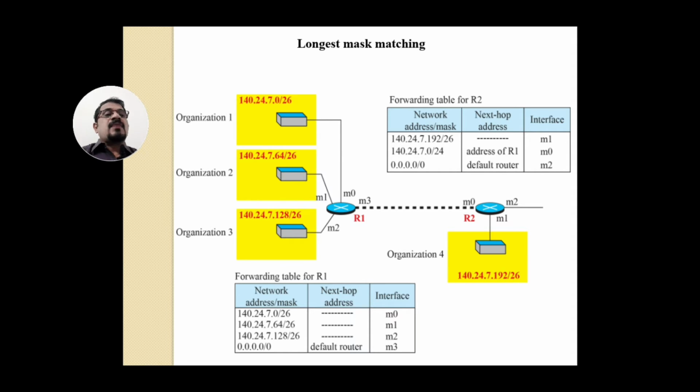Now longest mask matching. What it means is that for a particular router, we consider how many devices are given the private addresses. Based on that, the longest mask has to be used so that it can identify the universal addresses. By looking at the routing table, it can forward to the next hop address with the interface information.